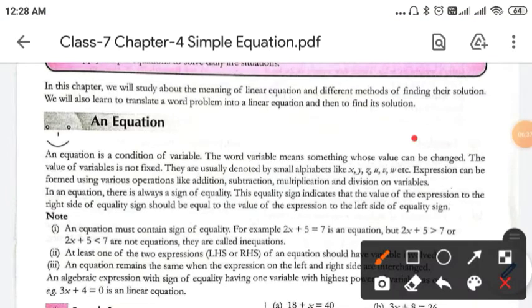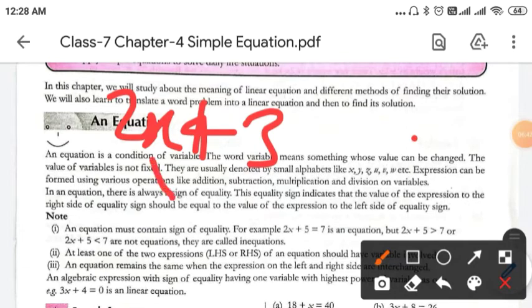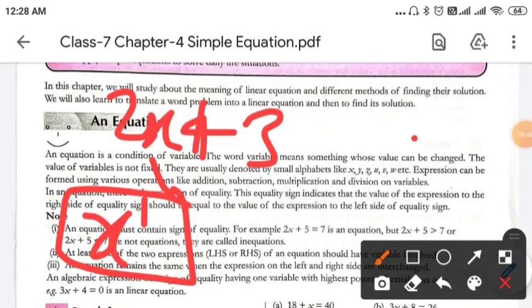What is a linear equation? Suppose I am writing 2x plus 3. Here the variable is x, and its power is 1. All the variables whose power is 1, they are called linear equation, or it is also called simple equation. I am repeating it again, those who want to note it down, please note it. All the algebraic expressions having power 1 are called simple equations or linear equations.